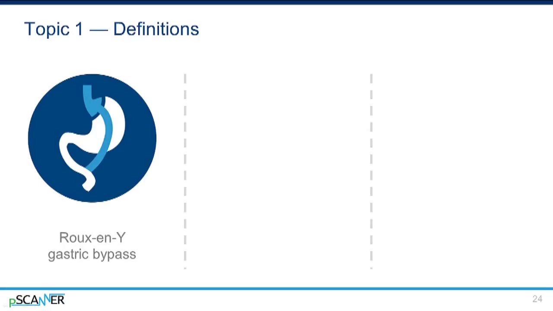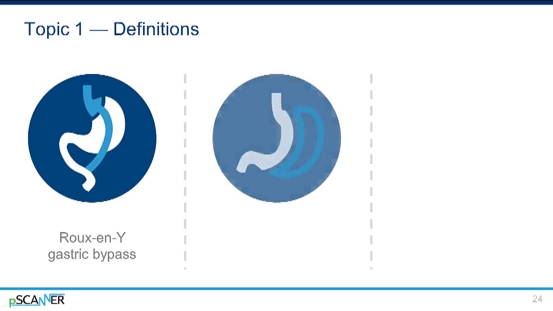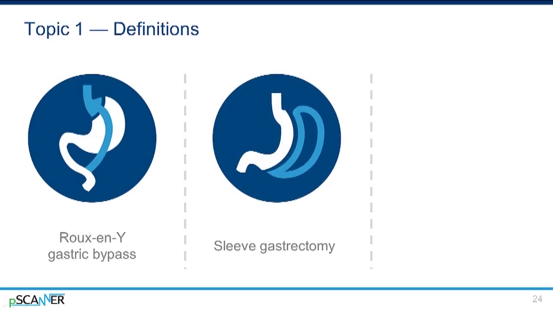With this procedure, the stomach pouch is too small to hold large amounts of food, and by skipping the duodenum, the body does not absorb all the fat and calories from the food you eat. The second type is sleeve gastrectomy. A large portion of the stomach is surgically removed, leaving a stomach the size of a banana. It limits the amount of food you can eat by making you feel full after eating small amounts of food.